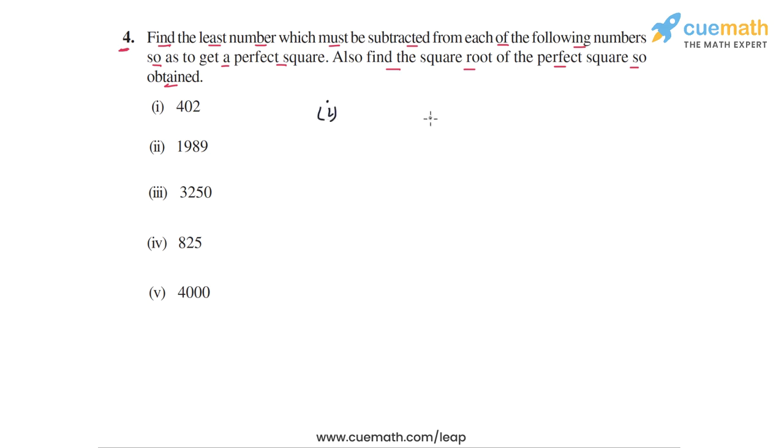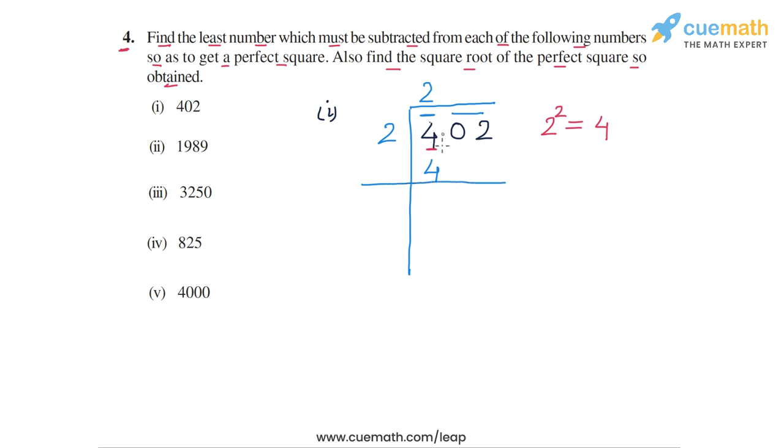In the first part, the number that we have is 402. Now let's apply the division method to this number. So we put a bar over 02 and then we put a bar over 4, and now we can apply the division method to find the square root. In the first step, we have to find the largest possible digit whose square is less than or equal to 4, and that digit is 2 because 2 square is exactly equal to 4. So the divisor in the first step will be 2, and this will also be the first digit in the quotient. And 2 into 2 is equal to 4.